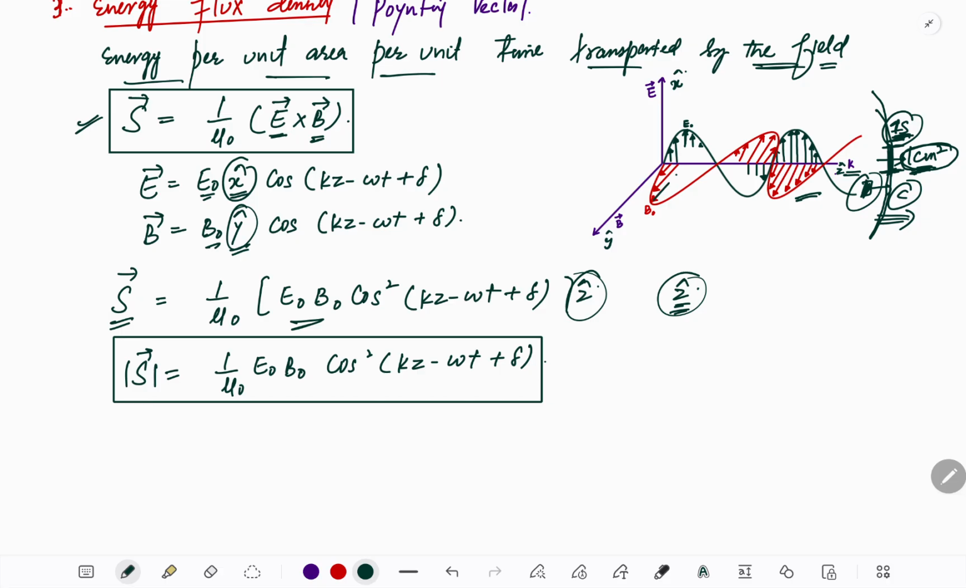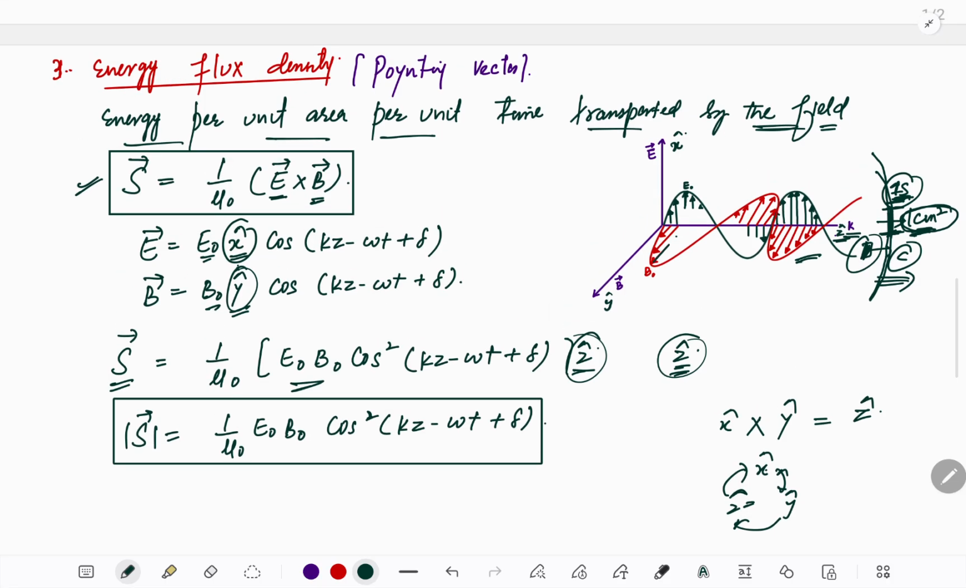Now again, what is the direction of this thing, which is z cap, the direction of propagation? You can see from here x cap cross y cap should be equal to z cap. x cross y gives z cap, y cap cross z cap gives x cap, z cap cross x cap gives y cap. So this is what we call the energy flux density, or the Poynting vector.